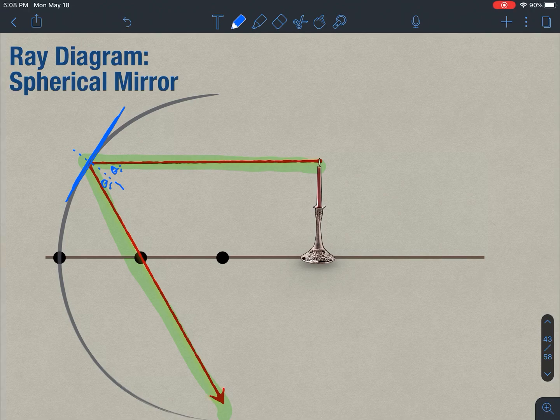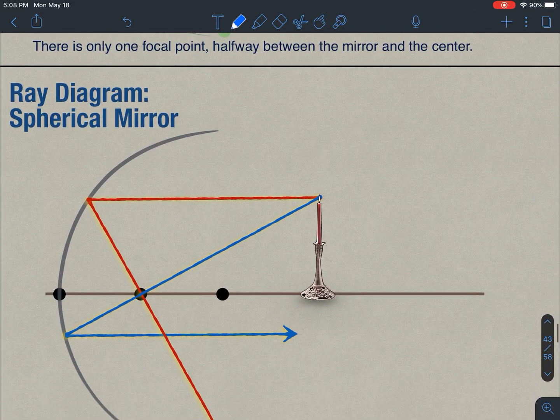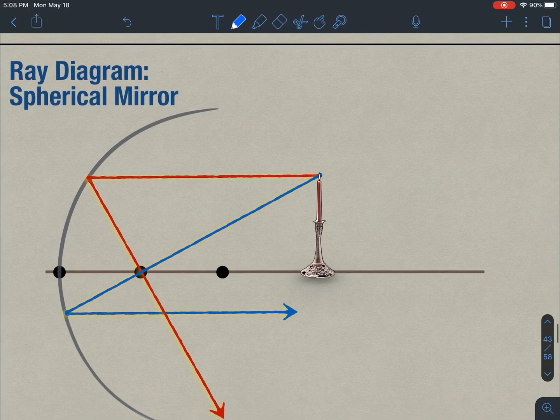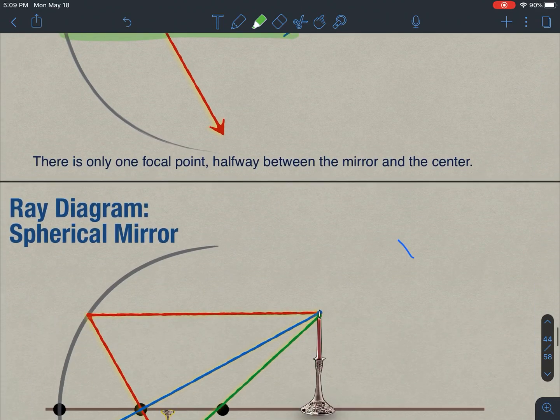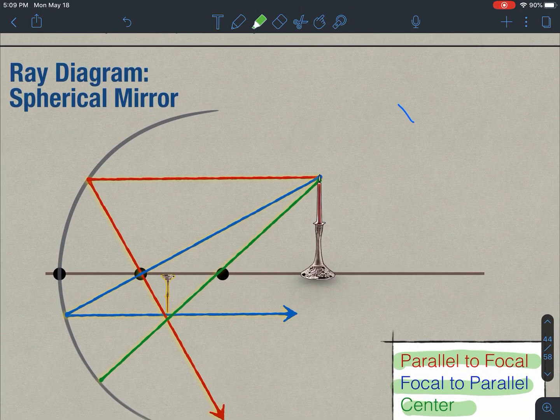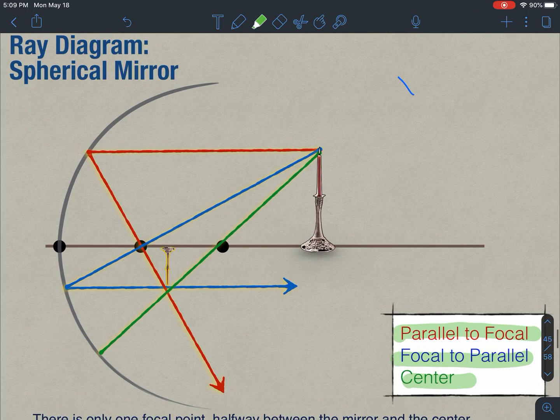So we have our focal to our parallel, parallel to focal. Now our blue line here, we have our focal to parallel. Notice it's on the same side as the image because it is a mirror and light will not pass through a mirror. This is where it's a little different. So the center, it's not going through the center of our mirror, just like we used the center of our lens last time. It's actually going through that center of curvature.